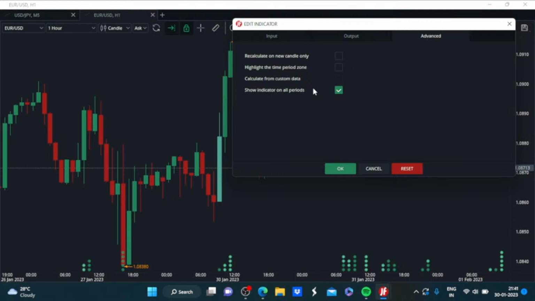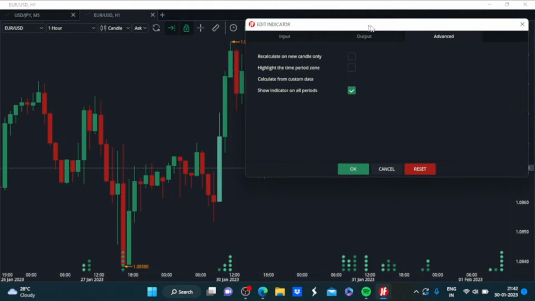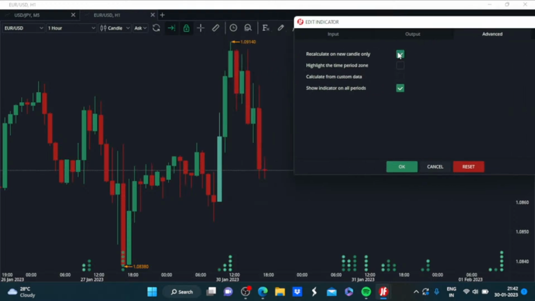Coming to the advanced editing options, recalculate on new candle only. If you opt in for this, since there is a formation which uses a number of predefined candles, it is not going to be impacted much by this recalculate on new candle option. Highlight the time period zone. You can opt in for this option, and whatever is your calculation period, it will be highlighted.